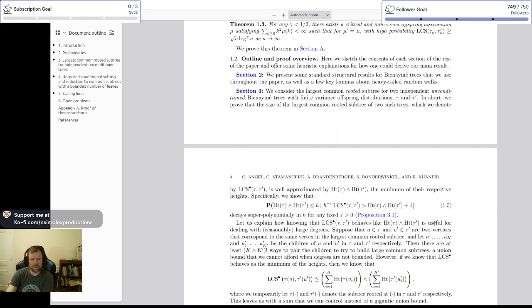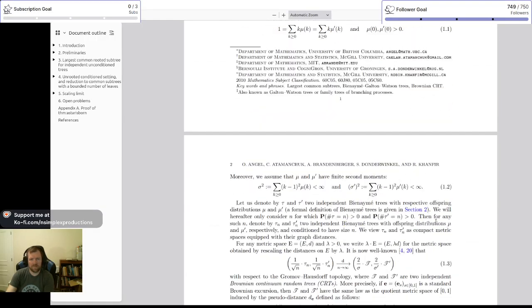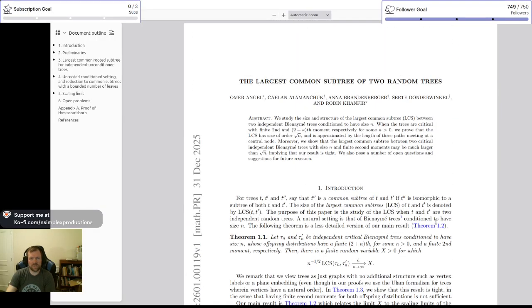I think we did look at this before. Maybe. Largest common subtree of two random trees. Maybe not.